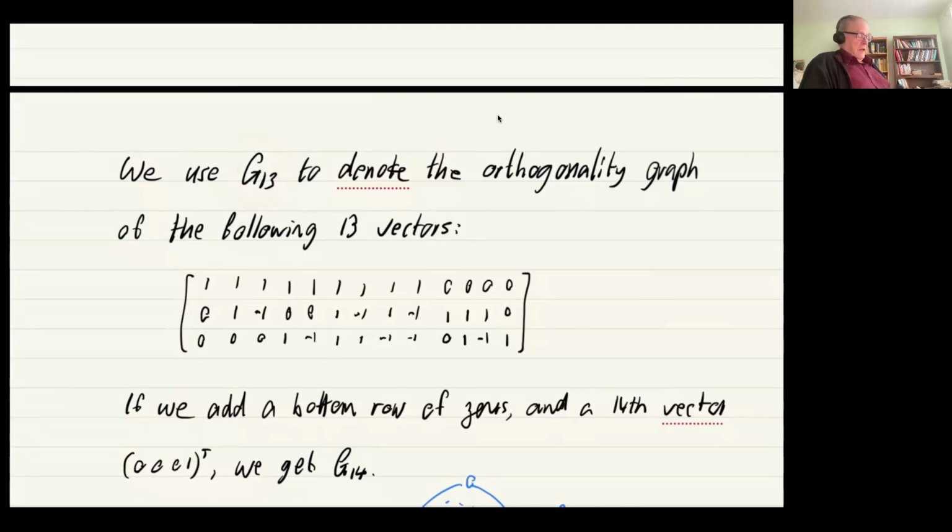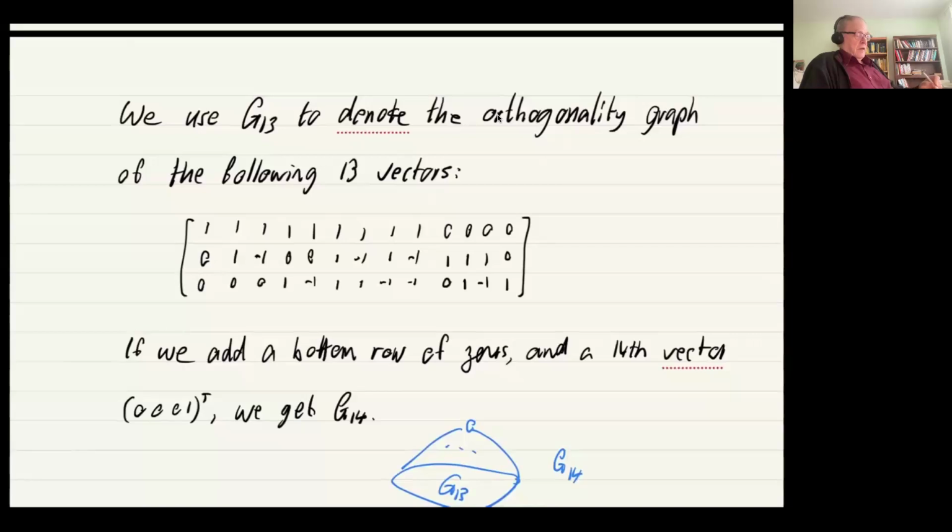Now, I need an additional comment. If you add a bottom row of zeros to this, so you get a 4x13 matrix, and then add an extra vector, 0, 0, 0, 1, then you get a new graph, and that new graph is the cone over G13. So you take a new vertex and you make it adjacent to everything in G13. So that's G14. I didn't waste any time on the names of these graphs. Now, if G13 has chromatic number C, then this one has chromatic number C plus 1.